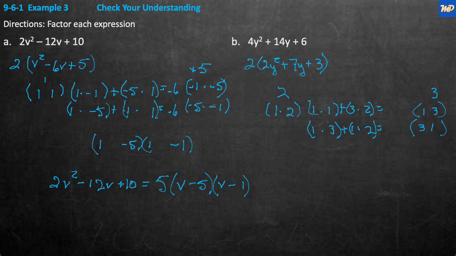1 times 1 plus 3 times 2 is 7, right? So that's going to be a plus 7. And we're looking for a plus 7. So so far, that's our answer. I wonder what the next one says.